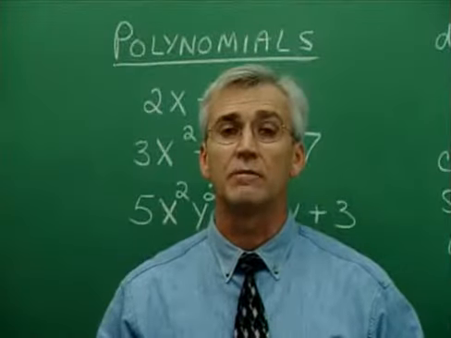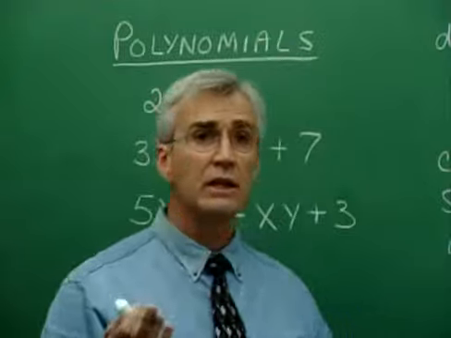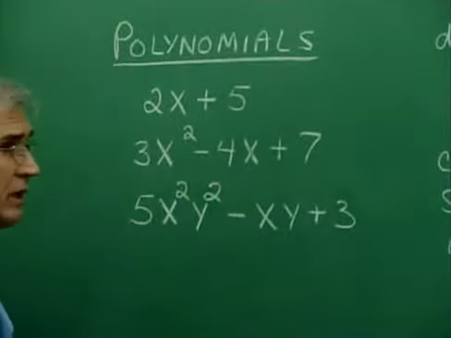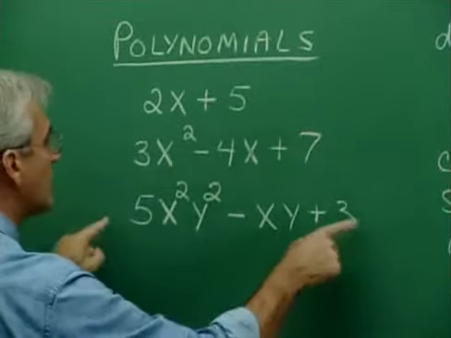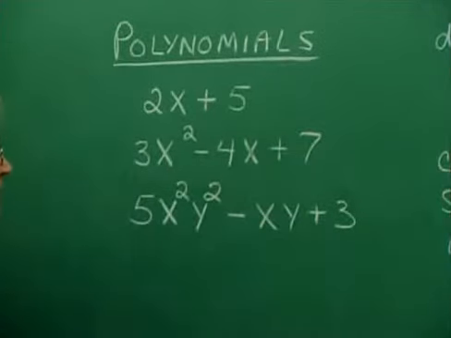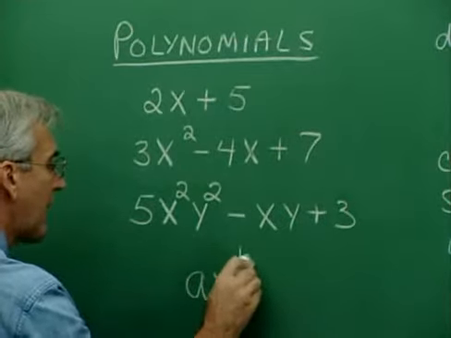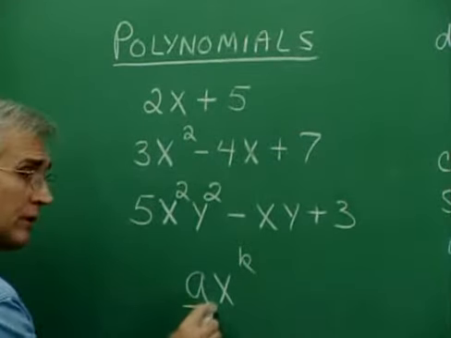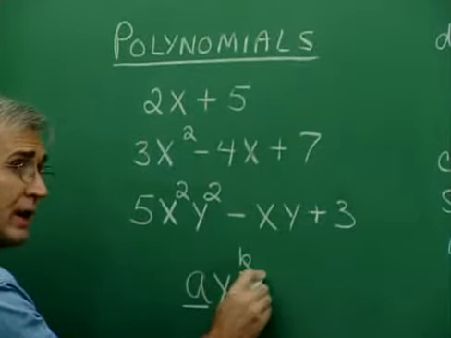A polynomial can be thought of as simply a special kind of mathematical expression. These are all polynomials. This is a polynomial in x, this is a polynomial in x, this is a polynomial in x and y. The peculiar thing about polynomials is the structure of each term. Each term has the structure ax to the k power, where a is any real number and k is either 0 or a positive integer exponent.